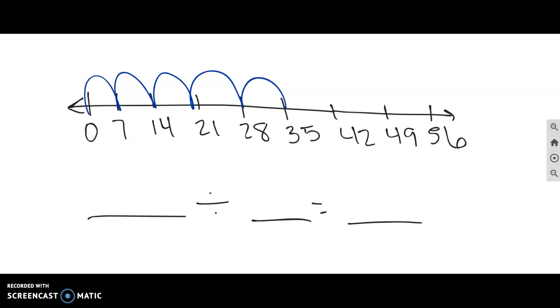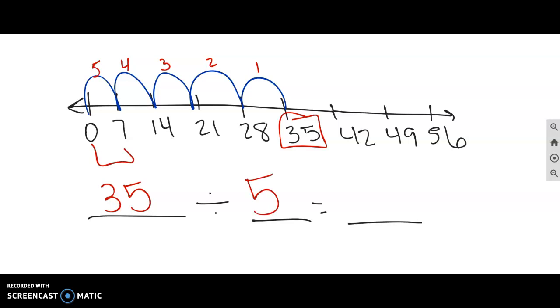Great. All right. Great job solving. Let's check it, okay? So we are going to look at the number that we started with. So the number that the last hop was on was 35. So we know we'll start at 35. And we're dividing it by how many hops we had. So we had 1, 2, 3, 4, 5 hops. And what were we counting by? We were counting by sevens. So you should get 35 divided by 5 equals 7.